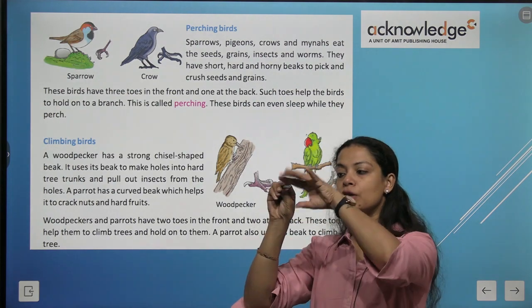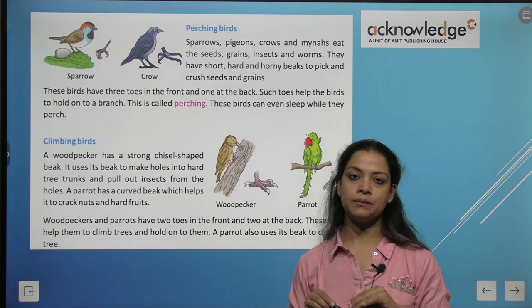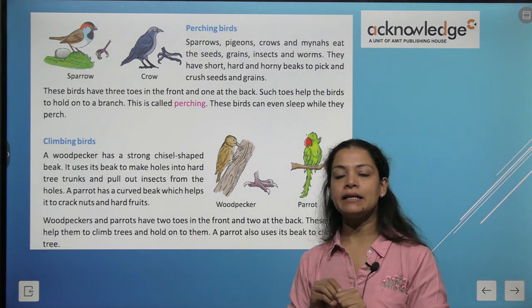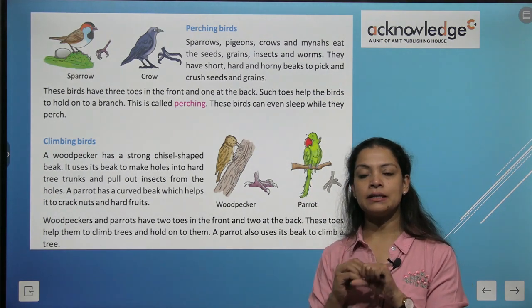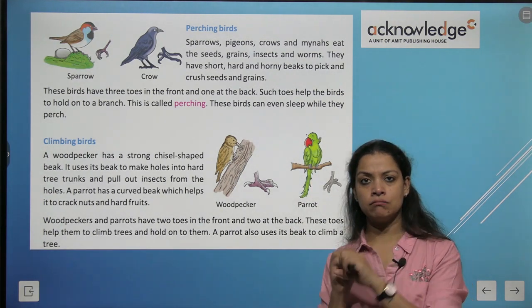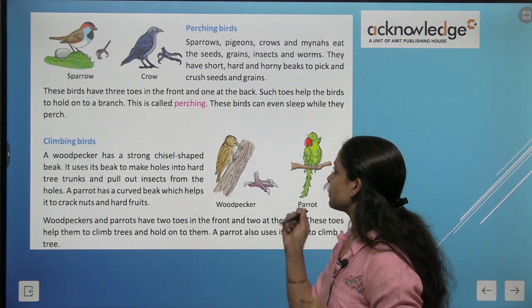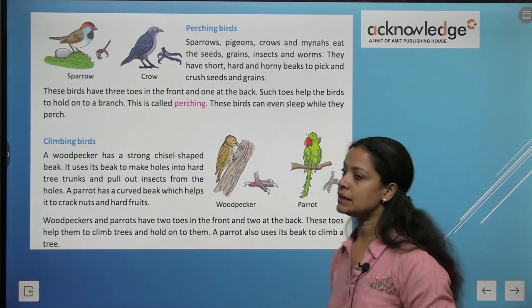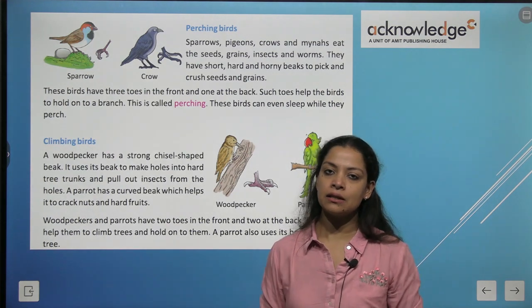तो ये ब्रांच को ग्रिप करके ऐसे पकड़ने के लिए इनके क्लॉज इस तरह से बने होते हैं, so that they can tightly grip on a branch. This is called perching. So the way they perch on any rod, any wire, on branch of trees, that is called perching. These birds can even sleep while they perch. So ये ऐसे बैठे बैठे भी they sleep. They are perching and they can sleep.